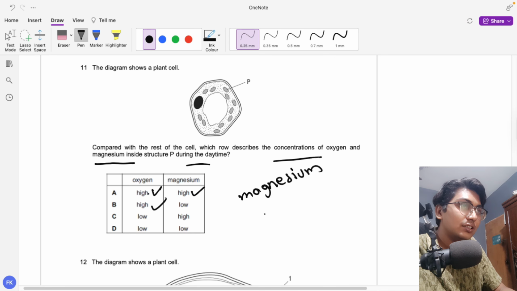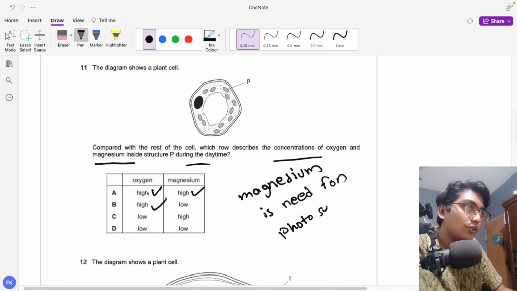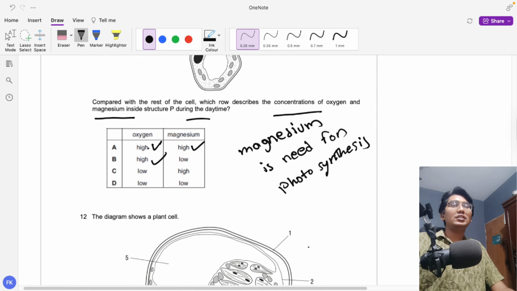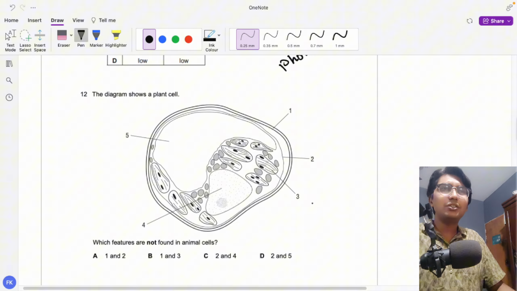This metal is needed for photosynthesis. Now let's look at another question.